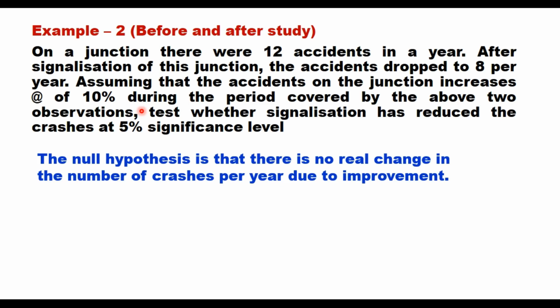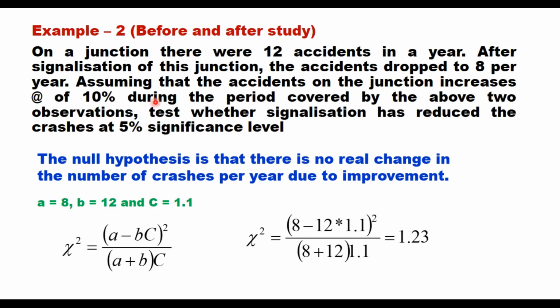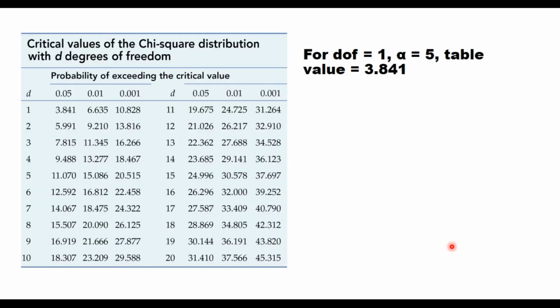So the null hypothesis here is that there is no real change in the number of crashes per year due to improvement. So A is 8, that is after the improvement, B before improvement is 12, and C is 1.1. So with that, if you calculate the chi-square value, you get 1.23. So again you go to the table at 5% level of significance and degree of freedom is 1. So that value is 3.841.